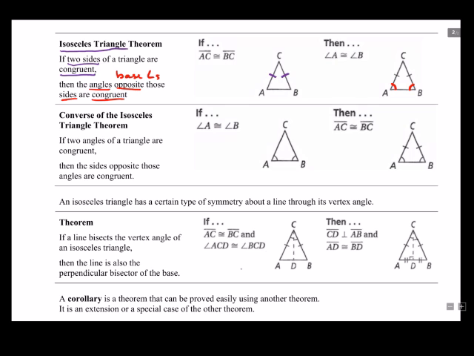We also have a converse of our isosceles triangle theorem, and you remember what converse means. We are switching our if-then. So if two angles of our triangle are congruent, so we have our two angles here are congruent, then the sides opposite those angles are congruent. So if we have these two congruent angles, then we can mark these sides congruent and we have an isosceles triangle. So two very simple but very useful theorems there.